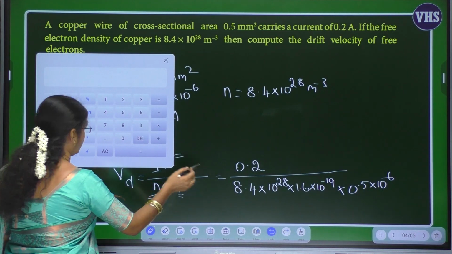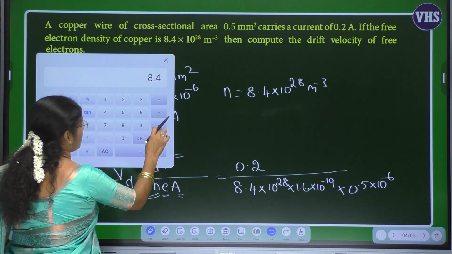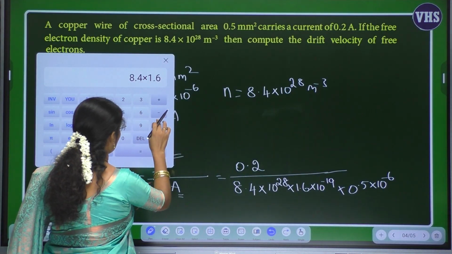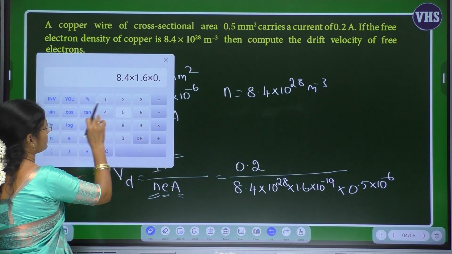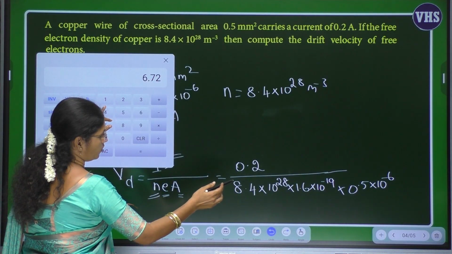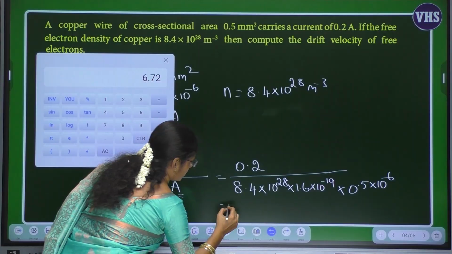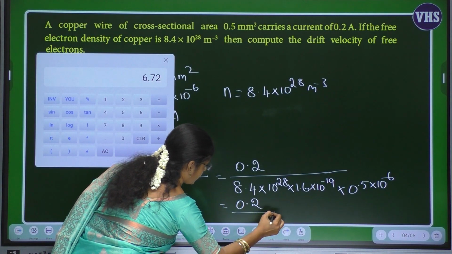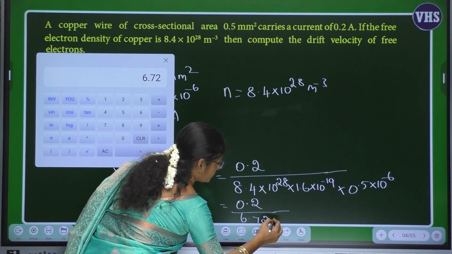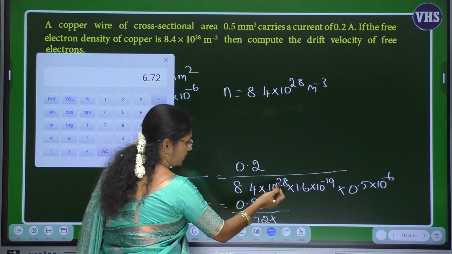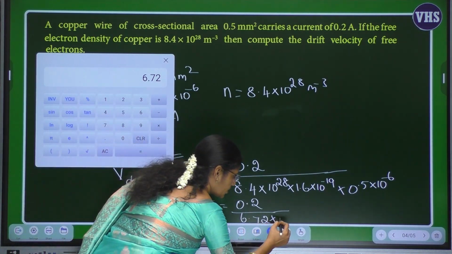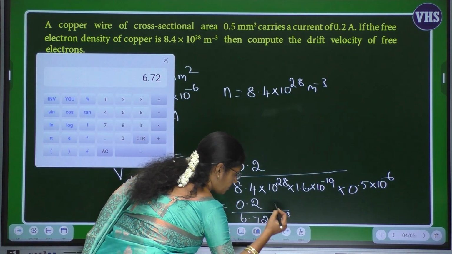Okay? So first 8.4 into 1.6 into 0.5. Okay, what is the value? 6.72. 8.4, 1.6, 0.5. Okay, so 0.2 divided by 6.72 into 10 to the power of 28 minus 19 minus 6, which is minus 25. So what happens? 28 minus 25, 10 to the power of plus 3.